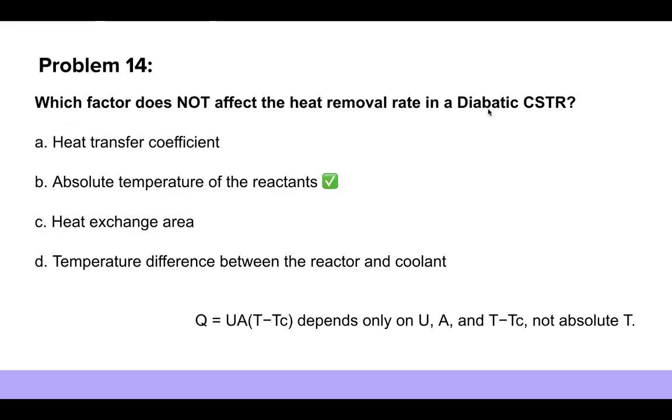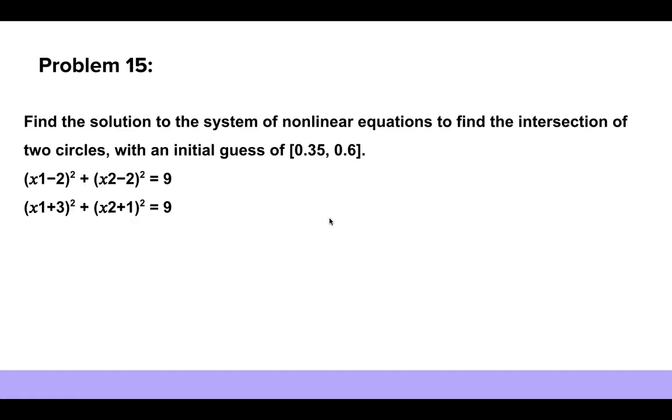So the heat removal rate is given by the equation UA (T minus TC). So this depends on the heat transfer coefficient, that is U. It depends on the heat exchange area, that is A, and the temperature difference between reactor and coolant, that is T minus TC. So all three, A, C, and D, are the factors on which the heat removal rate depends. So the answer is the absolute temperature of the reactants, option B. Now this is the last question.